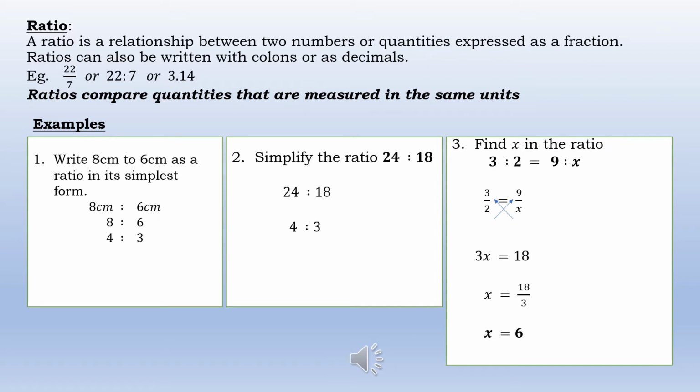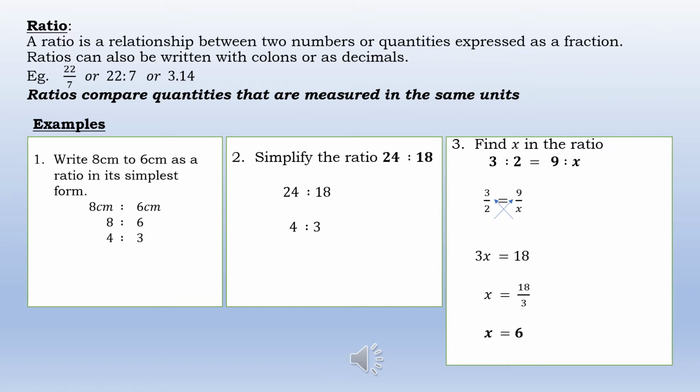Now we need to solve for x, and x is in the denominator. Any variable that we want to solve for must always be in the numerator. So in this case, we can cross multiply the denominators. So 2 will be multiplied to 9 on the other side, and 3 will be multiplied to x.